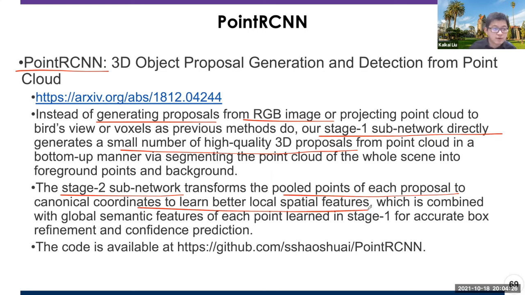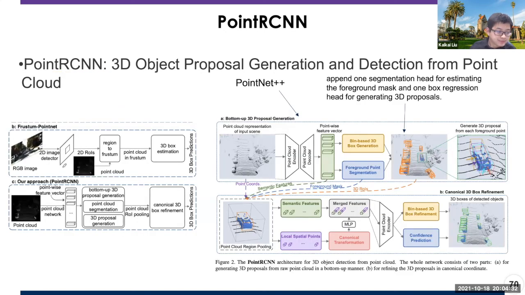The architecture is learned from Fast RCNN. That's why it's called PointRCNN. Frustum PointNet is using an image detector, while what they did is get the 3D proposal directly. So for example, they take the point cloud representation. This is a segmentation kind of work. They get the point-wise feature vector for every point. Then they generate the 3D box and do foreground point segmentation. They do a rough segmentation over here.